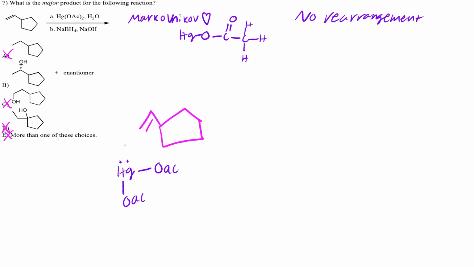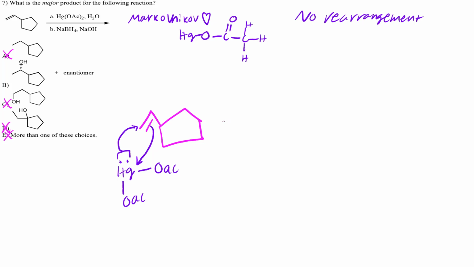What happens is that this lone pair actually attacks this guy right there, and this double bond attacks the mercury in return. It's like a retaliation. Notice that I didn't put my arrowhead pointing at this carbon. I pointed at the carbon that had the most hydrogens.